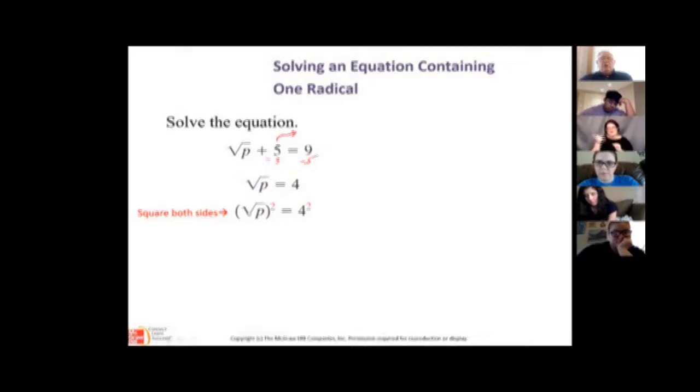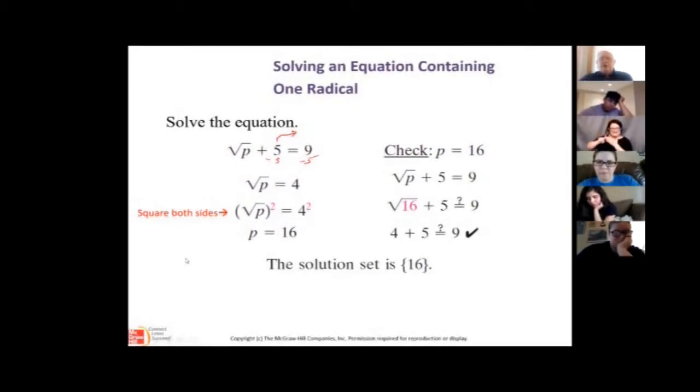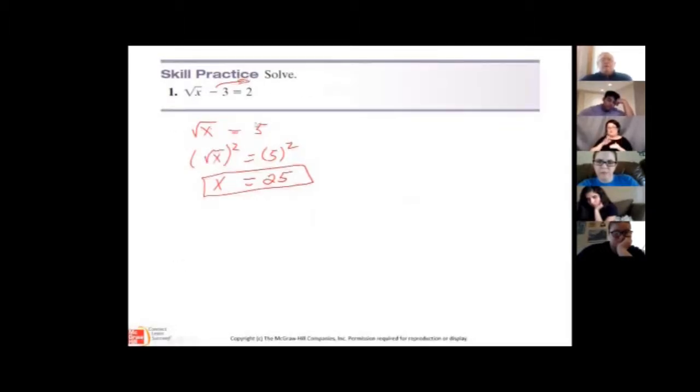Now we're going to square both sides. And when we square both sides, the square root of p squared is p. 4 squared is 16. There's your solution. And then you're going to check it to make sure it's okay. Remember, we have to do domain checks on radicals, because now we're dealing with equations, not just expressions.